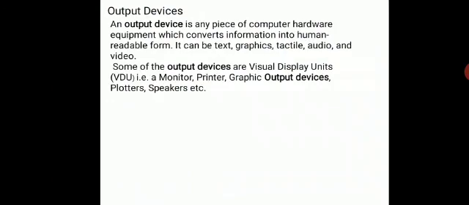Next one is output devices. You already know an output device is computer hardware equipment which converts information into human readable form. It can be text, graphics, audio and video. Some of the output devices available in the market: first one is monitor, printer, speaker and plotter.